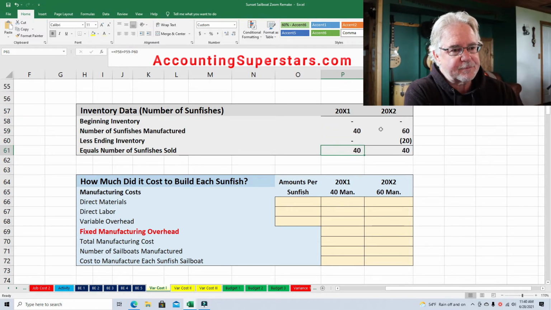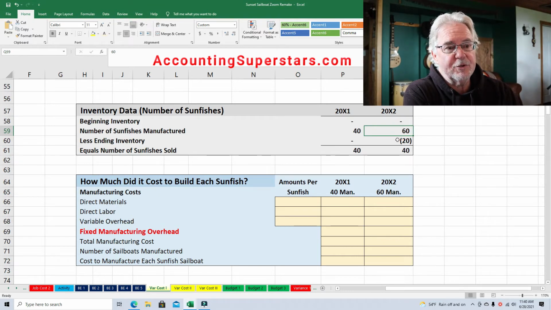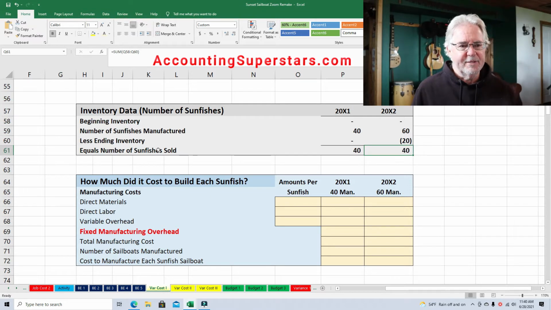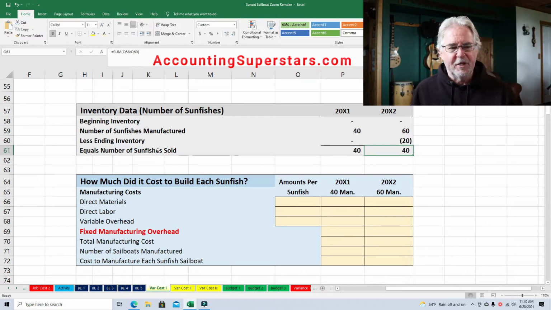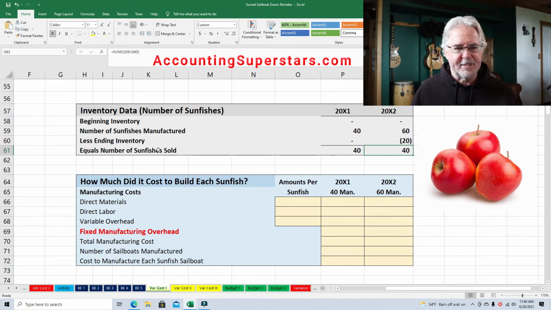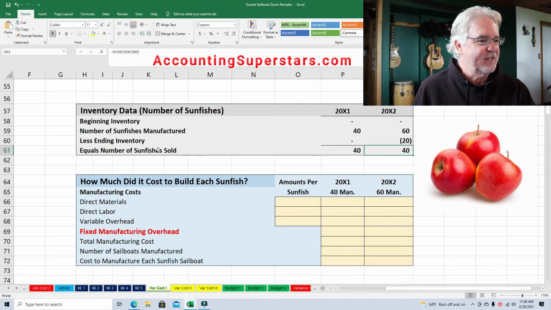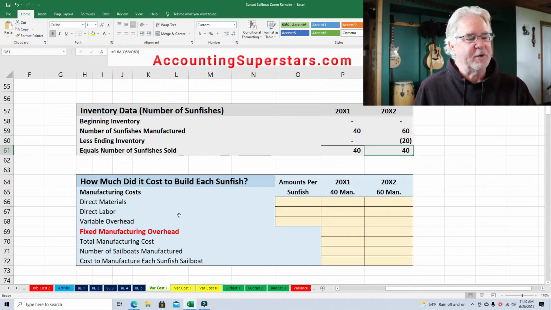All right. But in 2002, the beginning inventory was 0. They manufactured 60 boats and their ending inventory was 20 boats. So they sold 40 boats. In other words, it's kind of like this. You start out the day with 0 apples. You buy 60 apples, and at the end of the day, you've got 20 apples left. How many apples did you sell? That's all there is to it. It's just that easy.